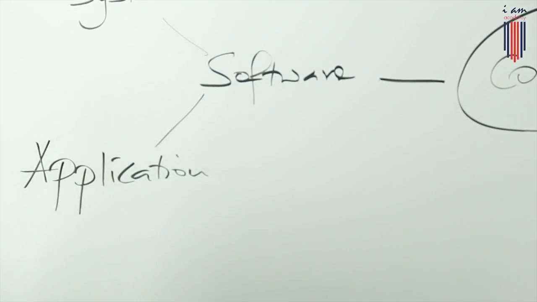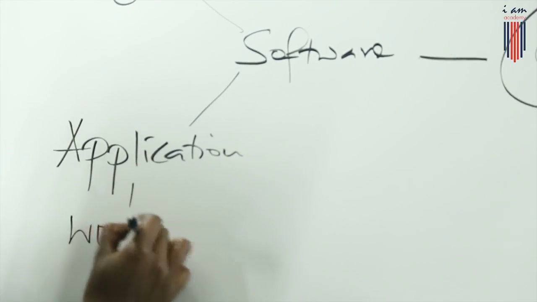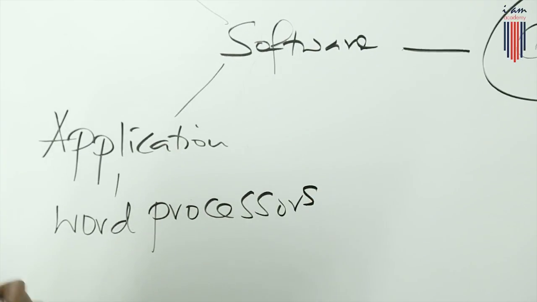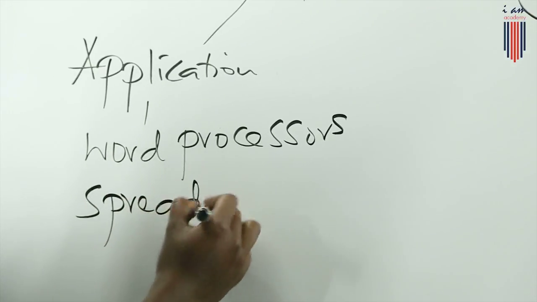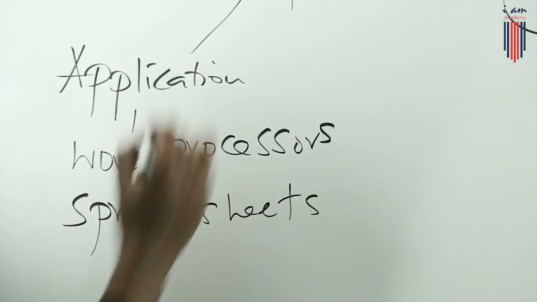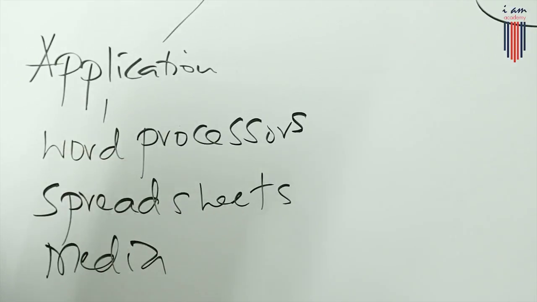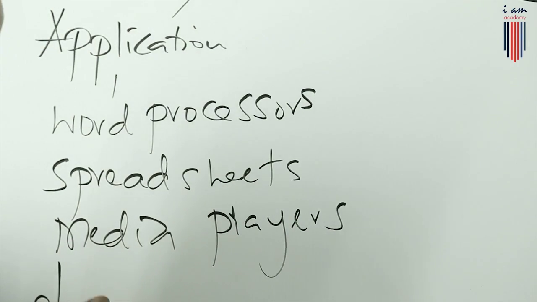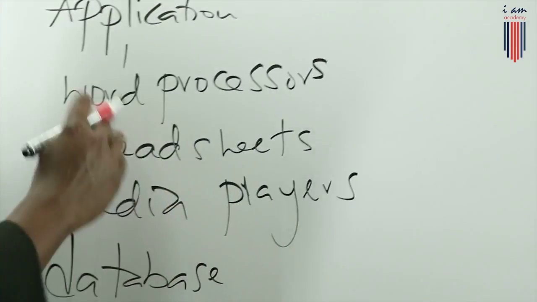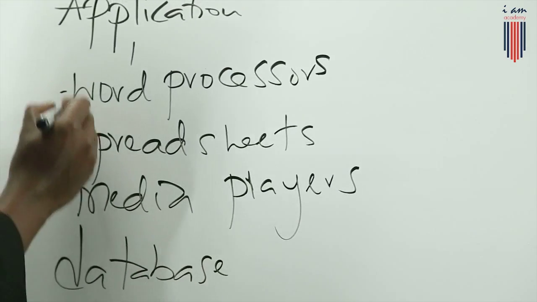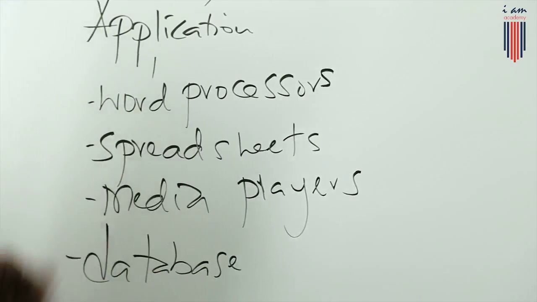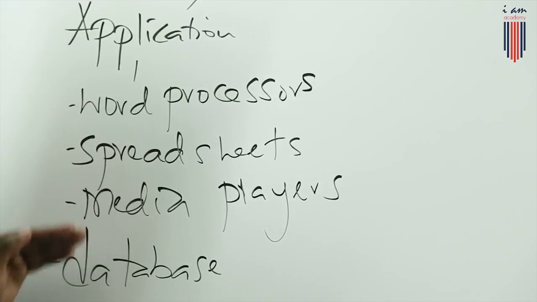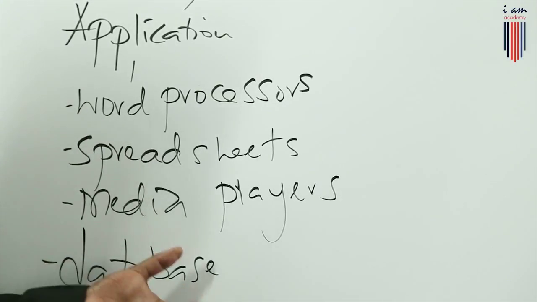So some examples of application software would include things like word processors, very common. There are spreadsheets. There are media players. There are database programs. And the list is endless. The bottom line is that they are used for performing specific tasks. If I wanted to play a song, I will use a media player. If I wanted to keep records of data, I will use a database.